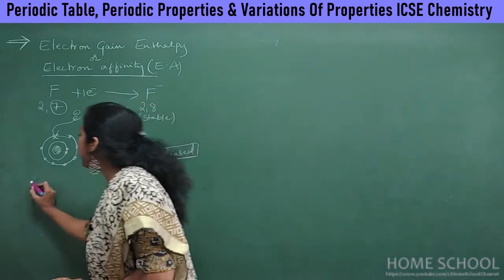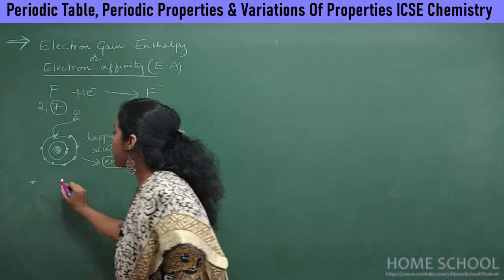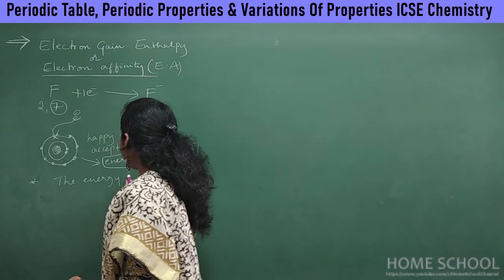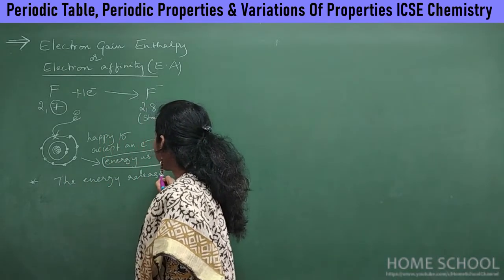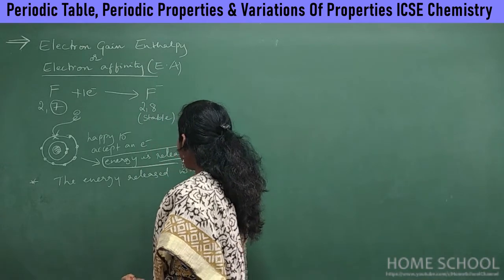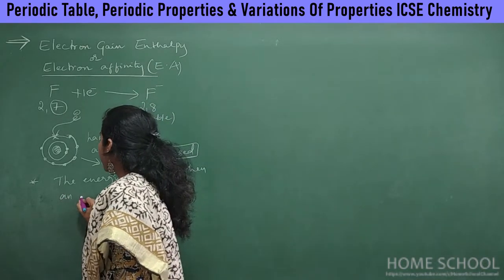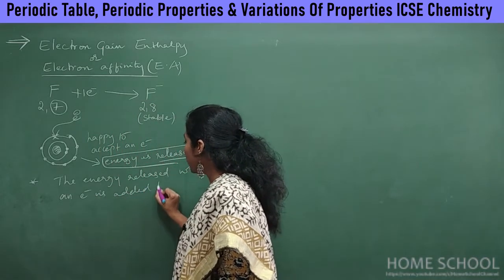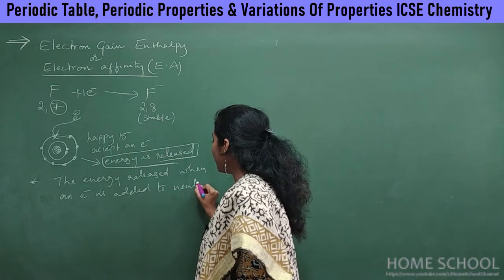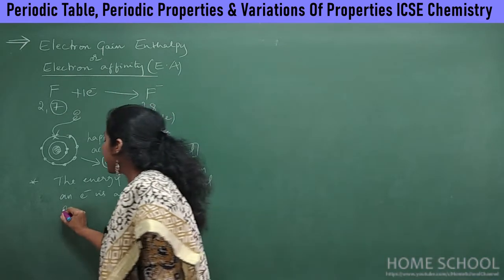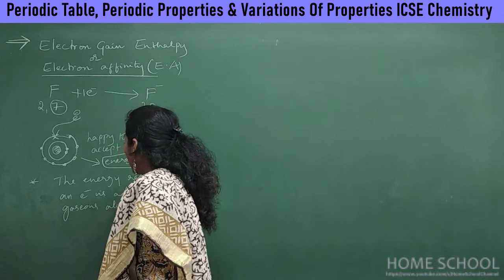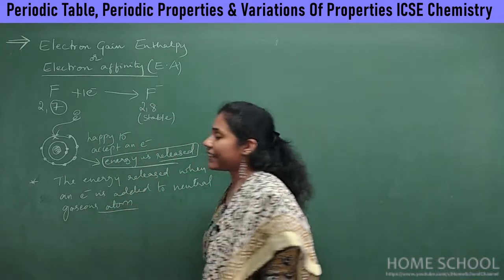Now let me write the definition for you all. The energy released when an electron is added to a neutral gaseous atom is called electron gain enthalpy.